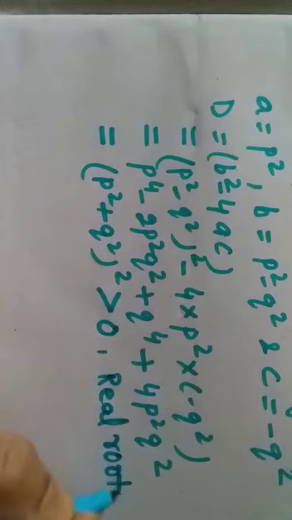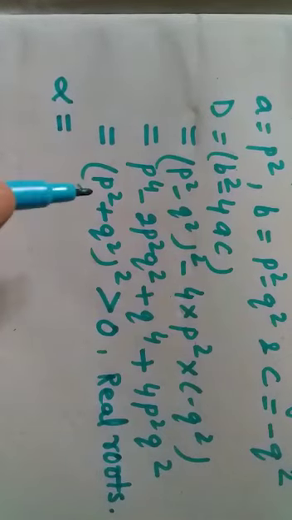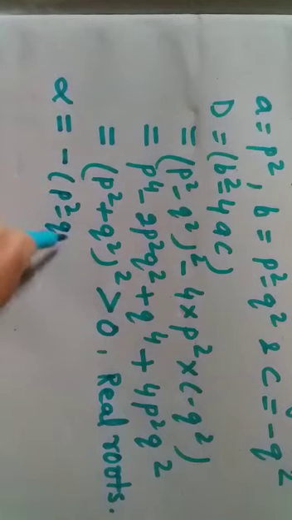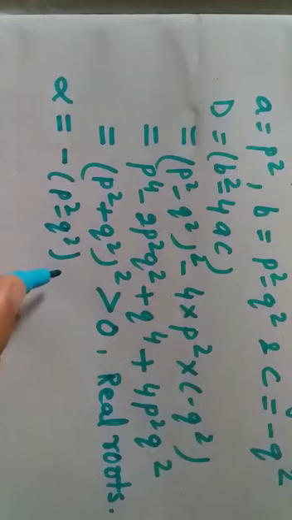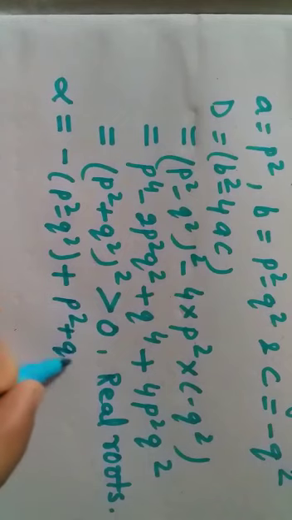And we know how to find the roots. So let us find alpha is equal to minus b plus minus square root of b square minus 4ac, by 2a. Minus b is minus (p square minus q square). First we will take plus. For b square minus 4ac, we got p square plus q square, by 2a.